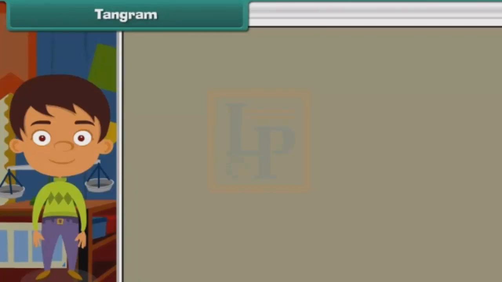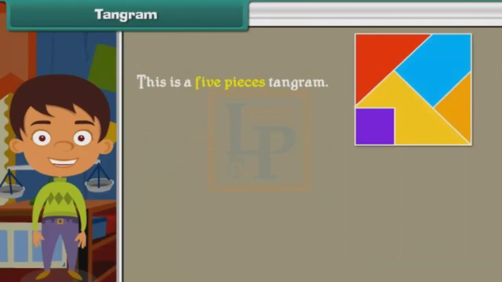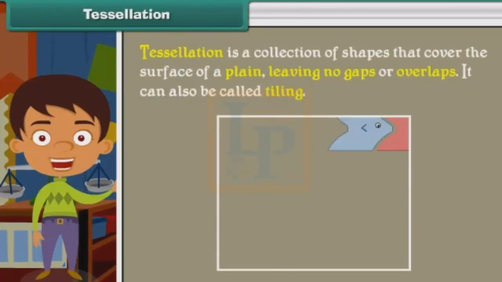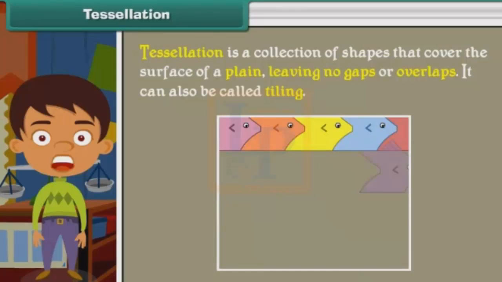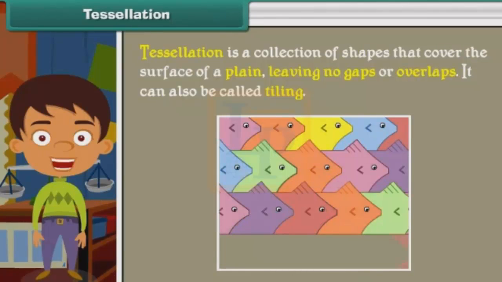Tangram. Tangram is an old Chinese puzzle. From the pieces of the tangram, we can make shapes of animals, people and things. This is a 5-piece tangram. The 5 pieces of tangram are: Tessellation. Tessellation is a collection of shapes that cover the surface of a plane, leaving no gaps or overlaps. It can also be called tiling.